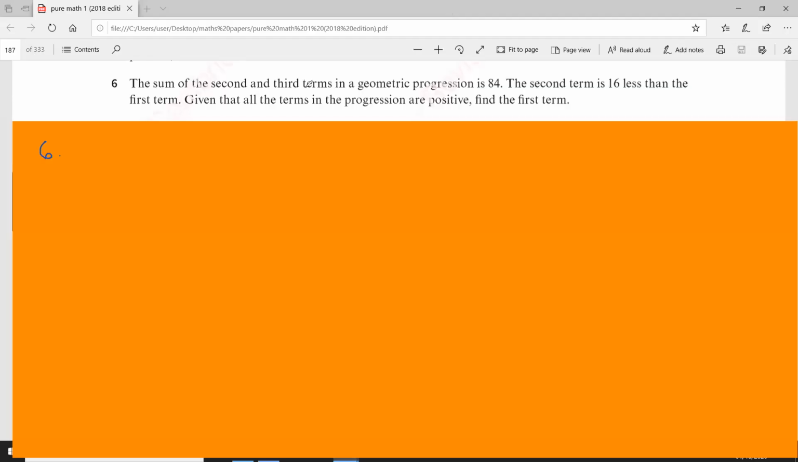So the sum of the second and third term in a GP is 84. But the second term we know is AR, and the third term we know is AR square, and that is equal to 84. The second term is 16 less than the first term. What is the second term? That is AR. It is 16 less than the first term.